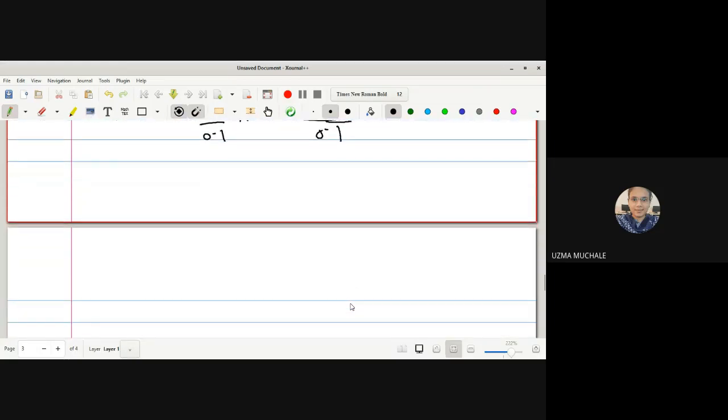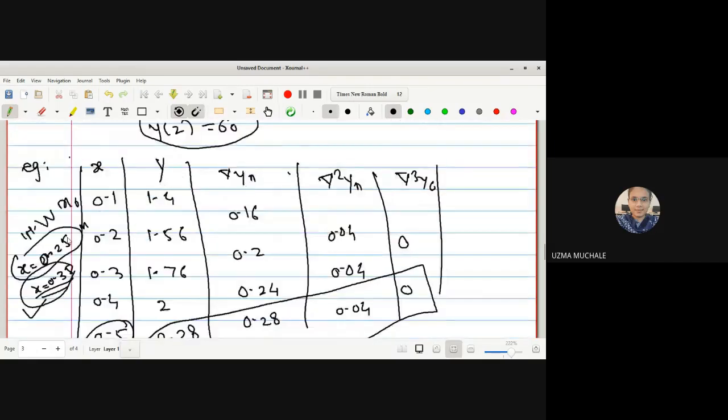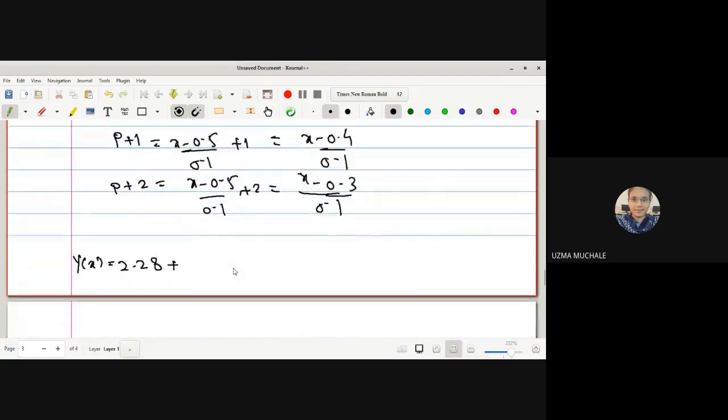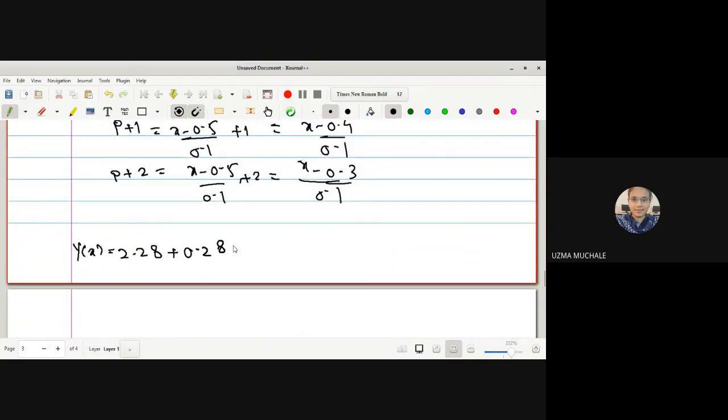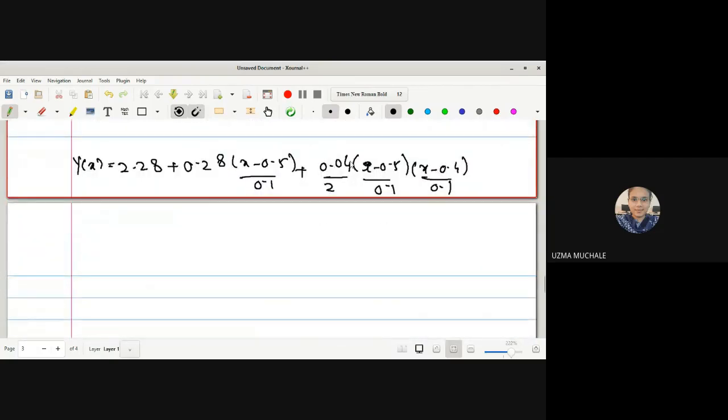Now all these values we have to put in our formula. y of x is equal to yn corresponding to x equal to 0.5. The value of yn is 2.28 plus del yn, which we have calculated as 0.28, into p, that is x minus 0.5 divided by 0.1, plus next del square yn, which is 0.04, divided by 2 factorial into x minus 0.5 divided by 0.1 into x minus 0.4 divided by 0.1, because the next values are 0. Del cube and after that are all 0, so we can write up to del square only.